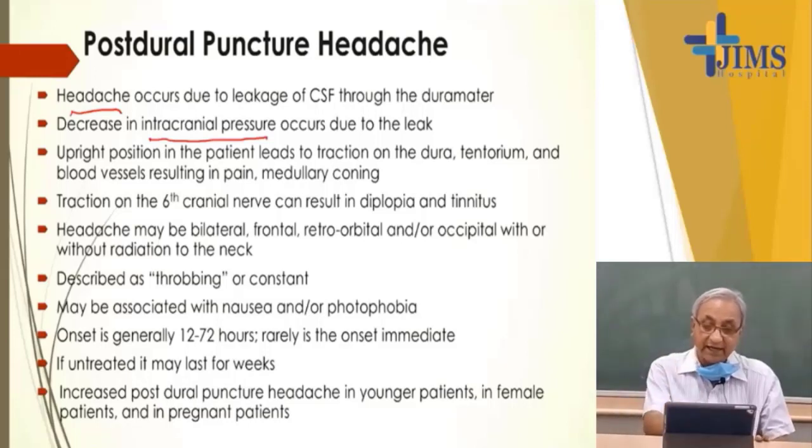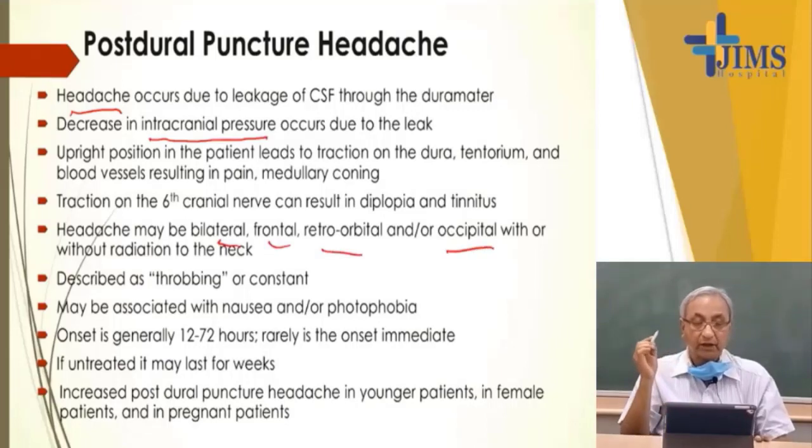Headache may be bilateral, may be frontal, may be retroorbital, may be occipital. There can or may not be a neck pain there. Headache is usually described as throbbing or constant. This can be associated with photophobia and or nausea.